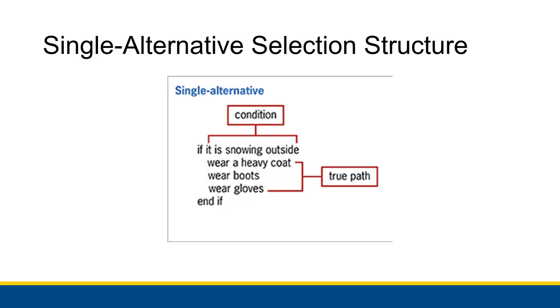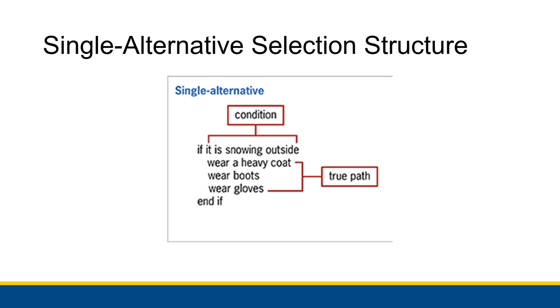Here's an example of a single alternative selection structure that is more of a real life example. If it is snowing outside, that's the condition, the claim is it is snowing outside. If that claim is true, we will wear a heavy coat, we will wear boots, and we will wear gloves. That true path is wearing all of those articles of clothing. That is the statement block as well. Wear a heavy coat, wear boots, wear gloves, that all comprises the statement block, and it all happens to be a sequence structure because they're all being executed in order.